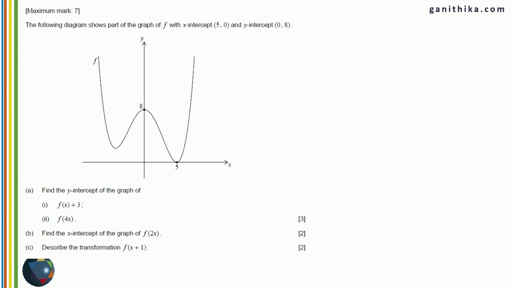This is a function given. We do not know what type of function it is, but a function is given with x-intercept as 5, 0 and y-intercept as 0, 8. Now we need to find the y-intercept of f of x plus 3 and f of 4x. Transformation of functions here. And we need to know that f of x plus 3 is a vertical shift by 3 units upwards. So if you know this, you can easily answer the question A1.